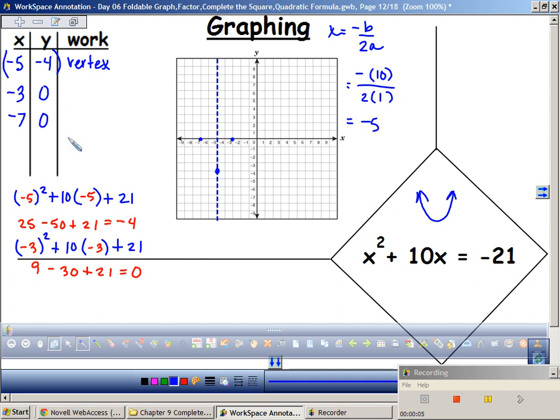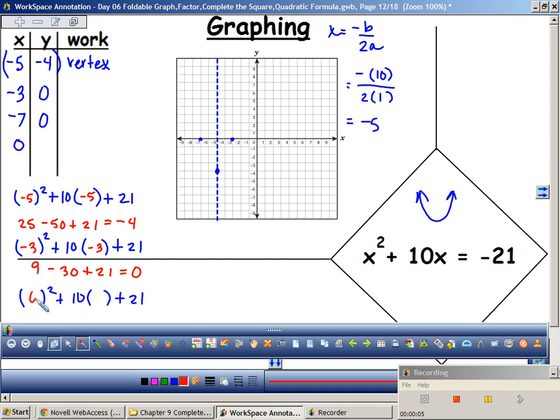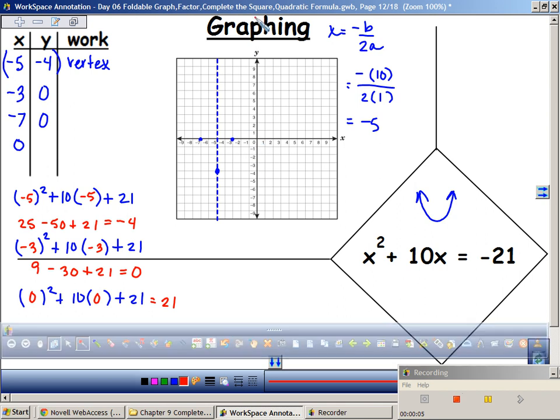Okay. What's another point we can put in? I would put in 0. You guys ready? I'm going to put in 0 because 0 is the easiest thing to put in. Even though I know that if I put in 0, it's going to shoot way up there, right? But let's just see what happens. So if we plug in 0, I'm going to get 21. Exactly. Because if 0's in here, then the only thing left is 21. I can't graph 21. I just know it's way up there.